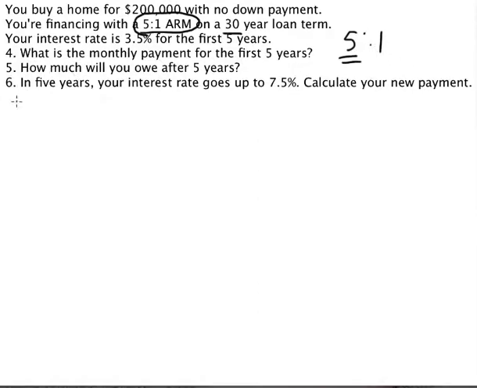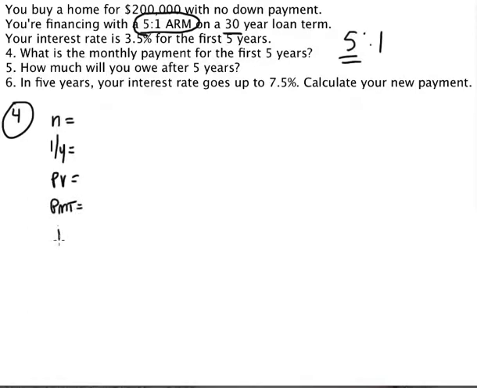We are only going to calculate the 6th year after 5 years. We're not going to calculate any more than that. So let's go ahead and do number 4. What is your monthly payment for the first 5 years? So I'm going to go ahead and set up my normal thing here that I use to help us figure this out.